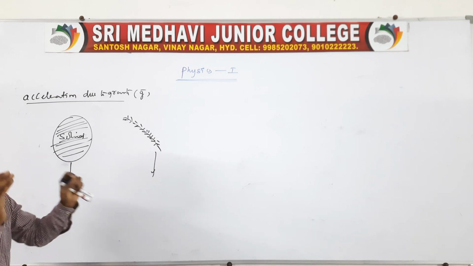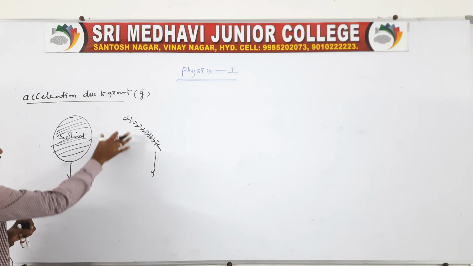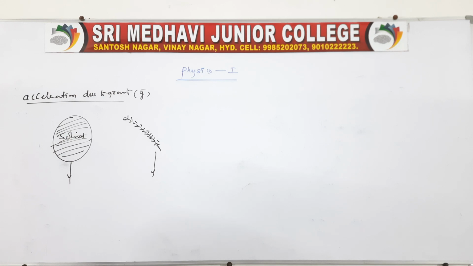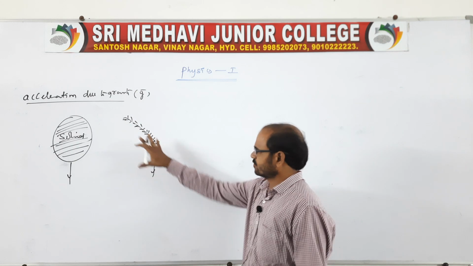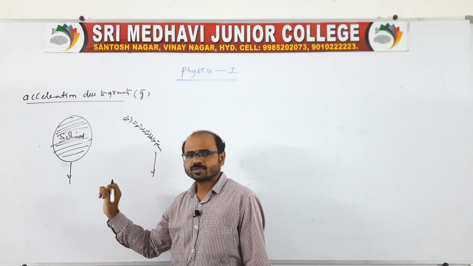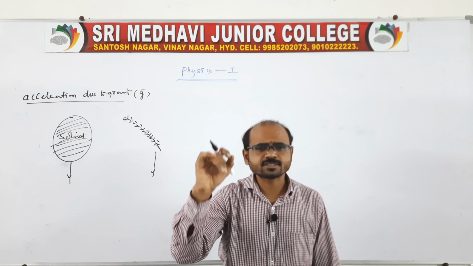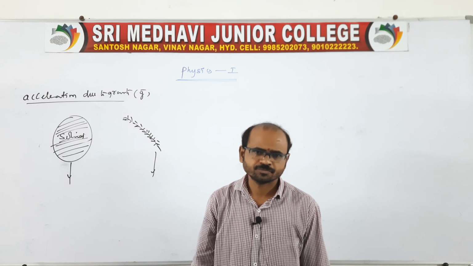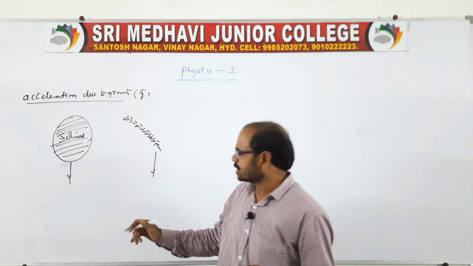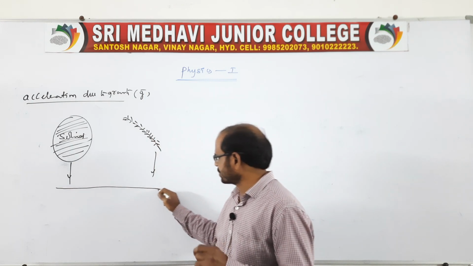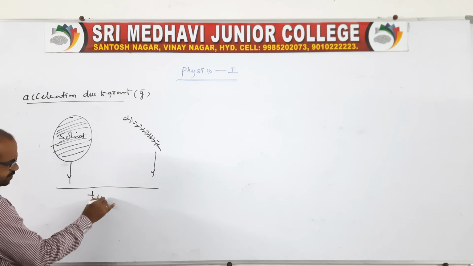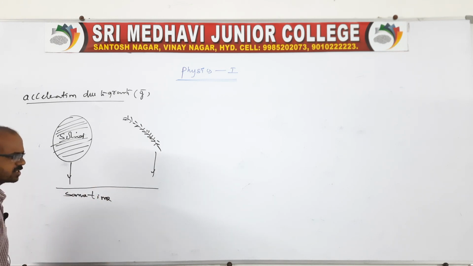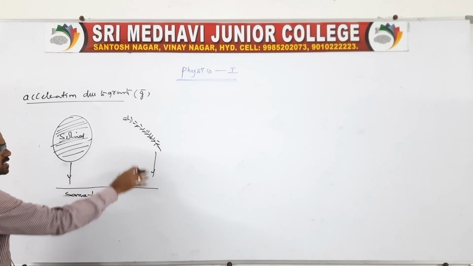If air resistance is ignored, when two bodies are allowed to fall freely, which body reaches the ground earlier? Remember, both bodies will reach the ground at the same time. Both will take the same time to reach the earth's surface.